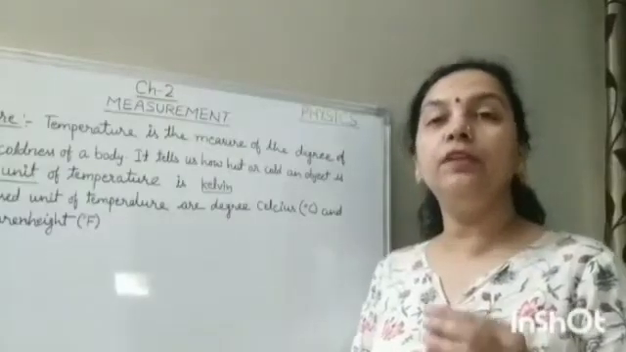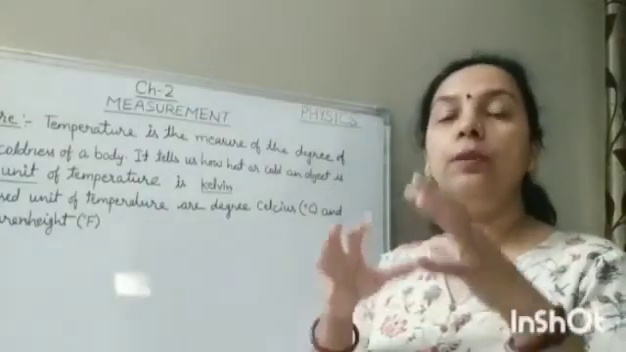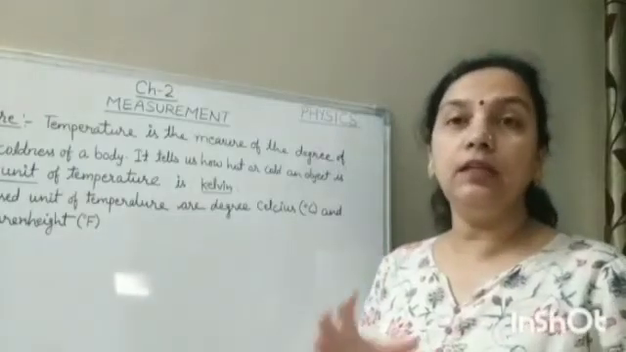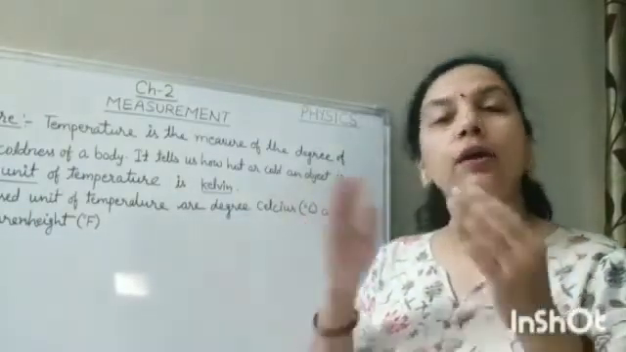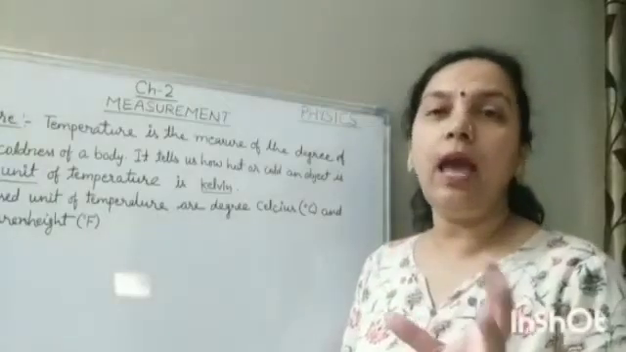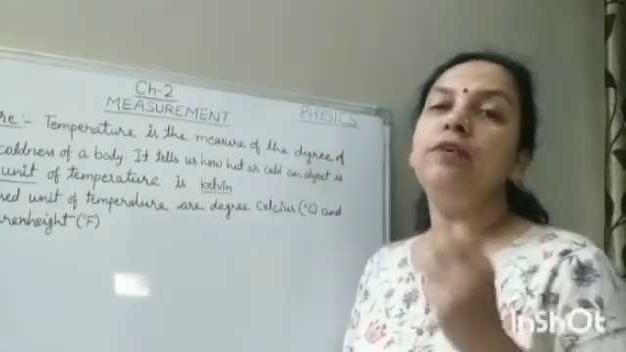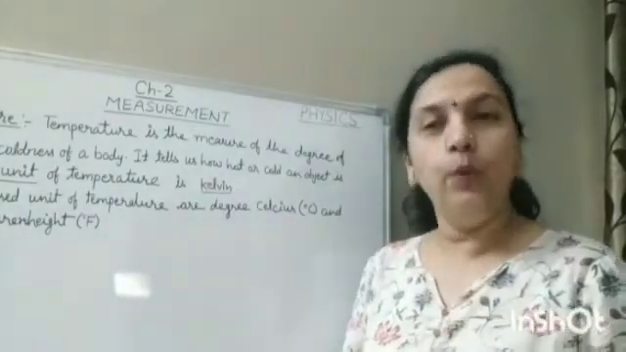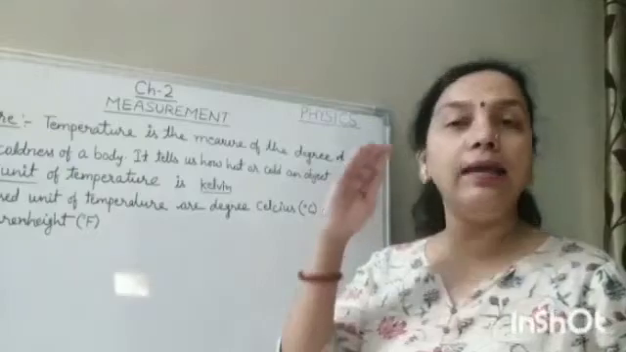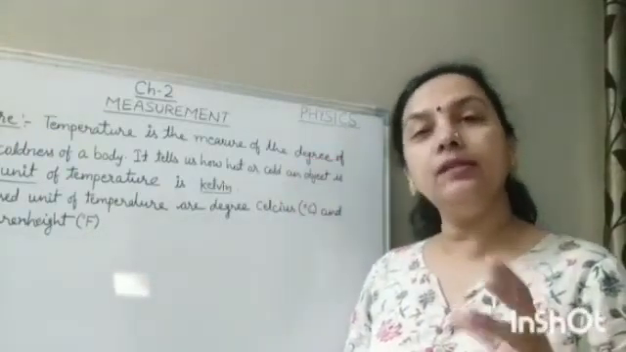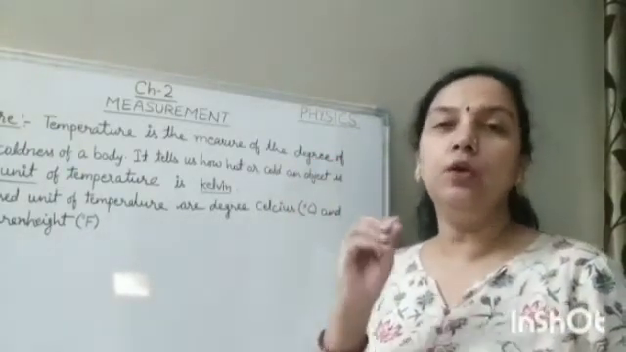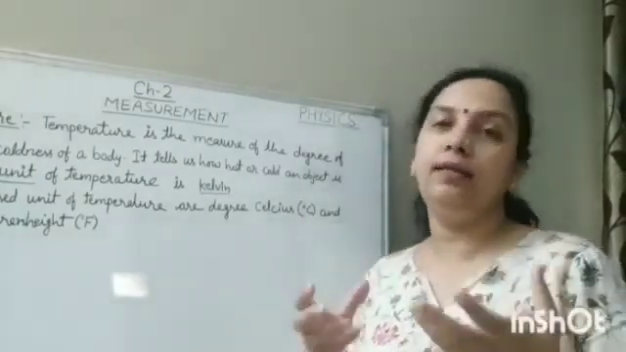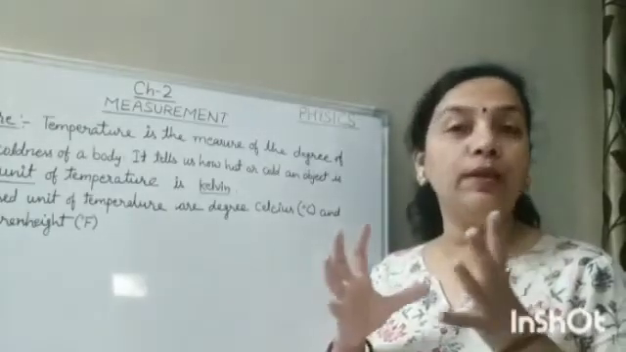For example, if we touch a utensil kept on a burning stove, it feels very hot and we say that its temperature is very high. On the other hand, if we touch a utensil kept in a refrigerator, it feels very cold, and we say its temperature is very low. So a hot object has a high temperature, whereas a cold object has a low temperature. For example, the temperature of boiling water is 100 degrees Celsius and it feels very hot.